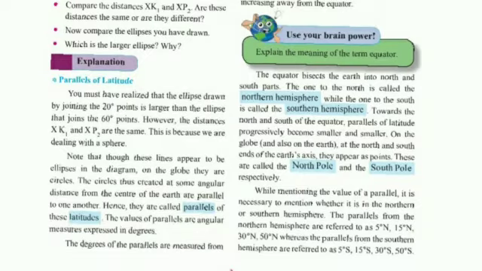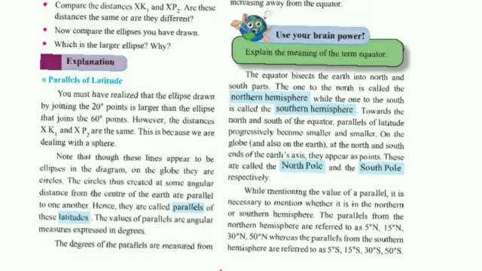So the circles which are created at angular distances from the center of the earth are parallel, so they are known as parallels of latitude. Parallel means they are in front of each other. The values of parallel angular measures are expressed in degrees.